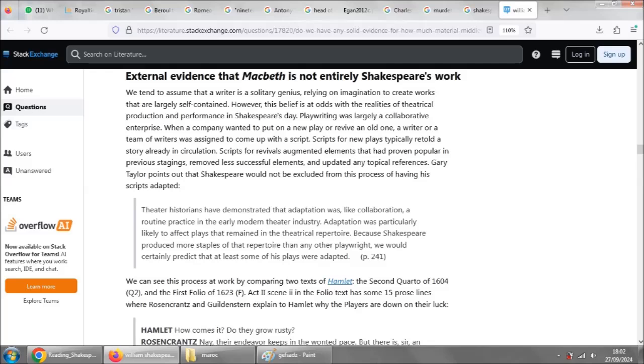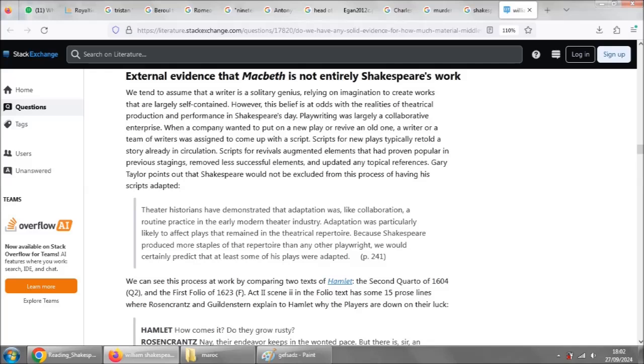Basically, people are saying Shakespeare didn't write them. These stories have been going around before, or other people wrote them, and then whoever wrote these things, they wrote them down for the final manuscripts, etc. So now people have examined Hamlet and Macbeth and many of the books, and they say we can see this process at work by comparing two texts of Hamlet, the second quarto of 1604 (Q2) and the first folio of 1623 (F). Act 2, Scene 2 in the folio text has some 15 prose lines where Rosencrantz and Guildenstern explain to Hamlet why the players are down on their luck.